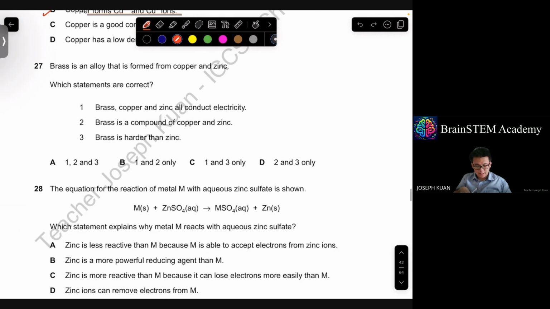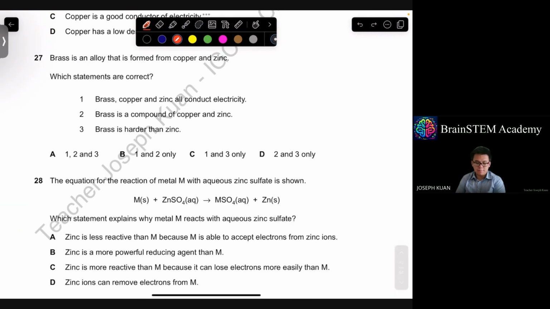Next, brass is an alloy that is formed from copper and zinc. Which statements are correct? So since it's formed from metallic elements, it can conduct electricity. It is not a compound, but a mixture instead. And brass should be harder, less malleable than zinc. So 1 and 3 is the answer.